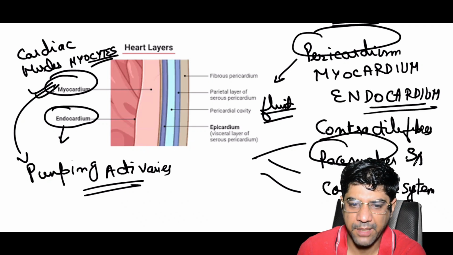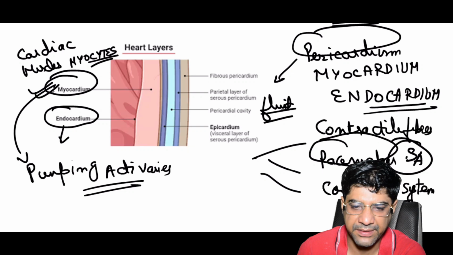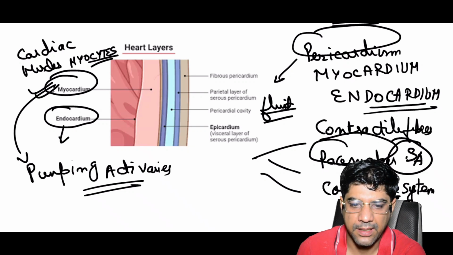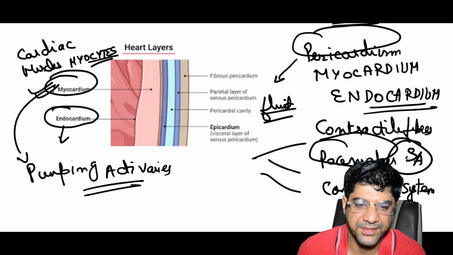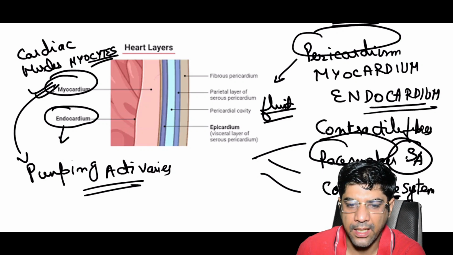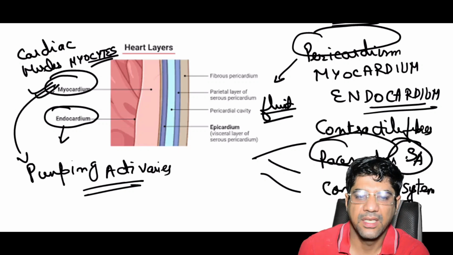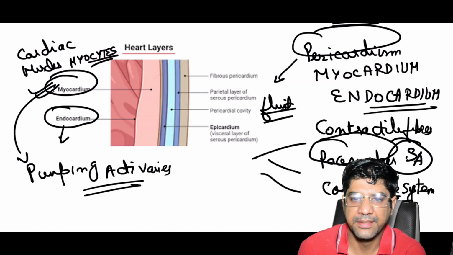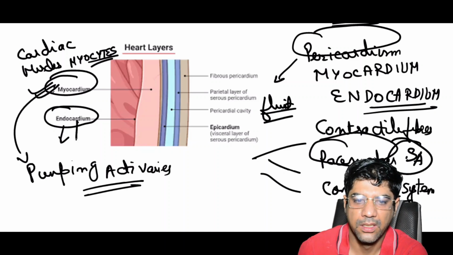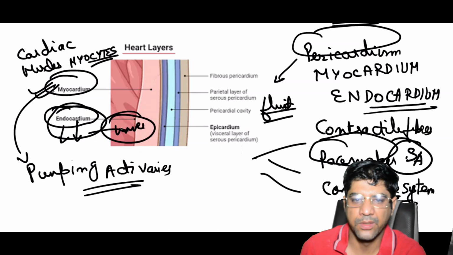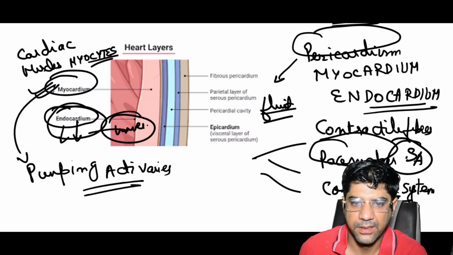The conductive system is formed by modified cardiac muscle fibers that transmit the impulses from the SA node to the atria directly and to the ventricles through various components of the conducting system. The last layer is the endocardium. It is the innermost layer of the heart wall. It lines the surface of the heart and continues as endothelium of the blood vessels.